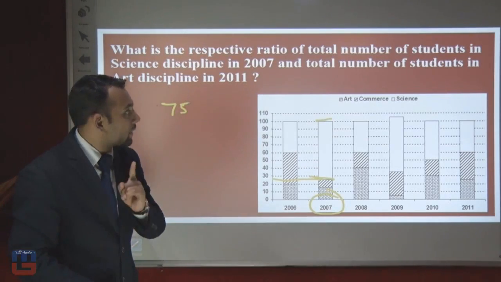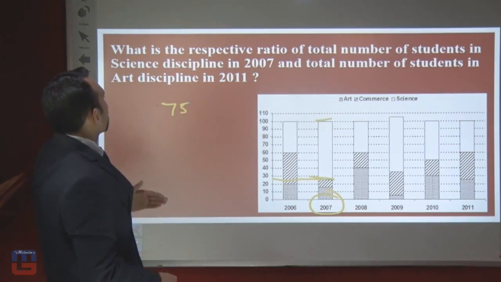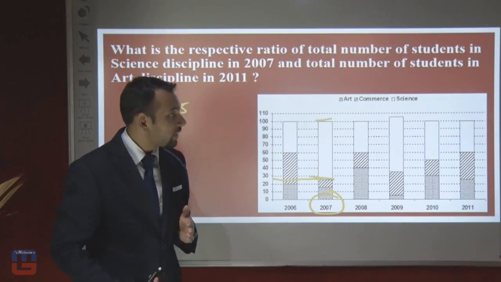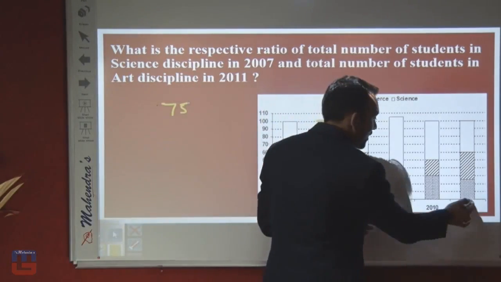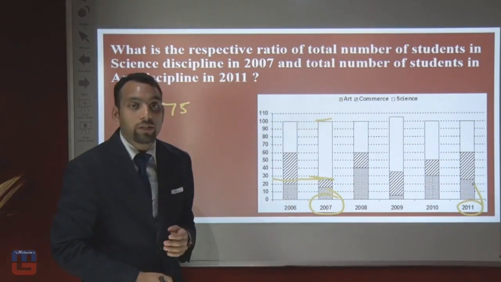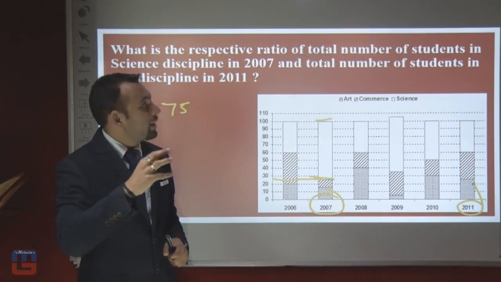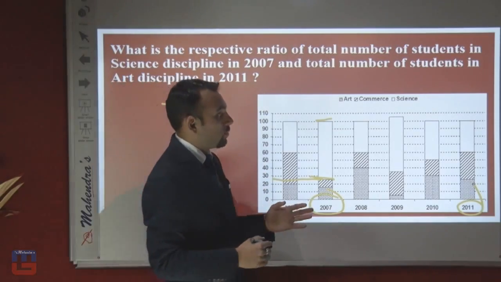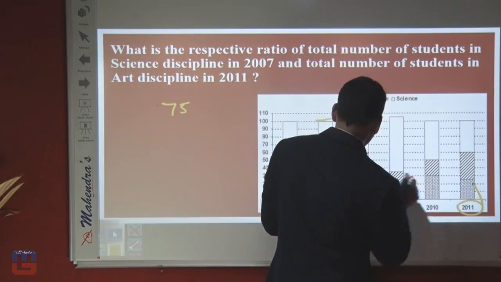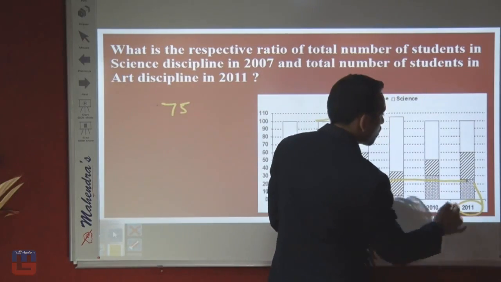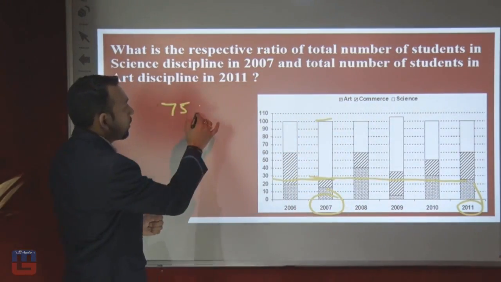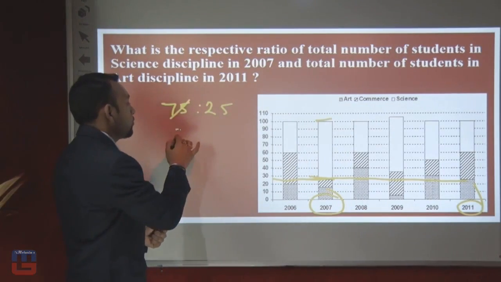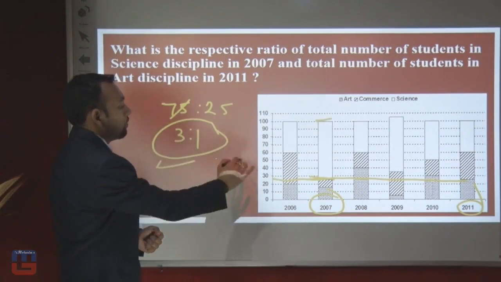75. Now the total number of students in the art discipline in 2011. Where is 2011? Now this is 2011, right? And the number of students in the art discipline, where is the art discipline? Now this is the art discipline. You can see here this is 25. So the ratio is 75 to 25, and we have to find the ratio. It will cancel by 25, so the answer will be 3:1.